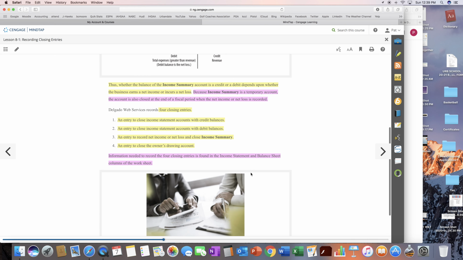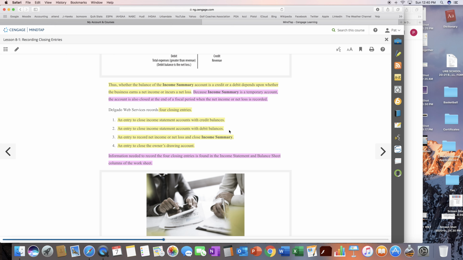The 4 closing entries we're going to have: an entry to close income statement accounts with credit balances, which is sales. An entry to close the income statement accounts with debit balances, which are the expenses. We're going to close those into income summary. Then we will record net income or net loss by closing income summary, because after we close sales and expenses, the balance of income summary shows that we either have a net income or a net loss. And then the last closing entry is to close drawing.